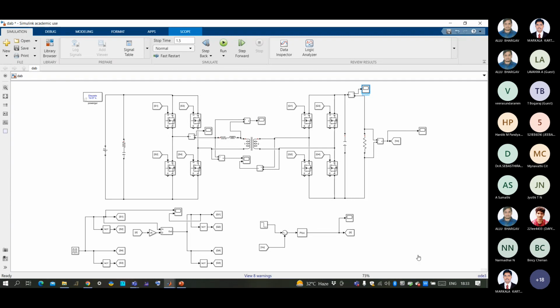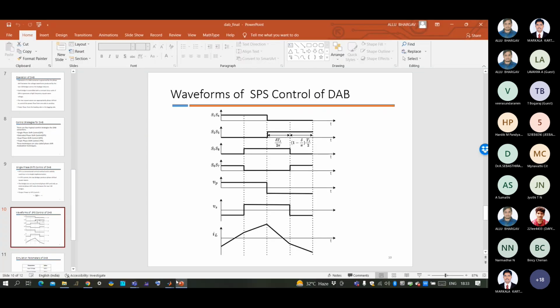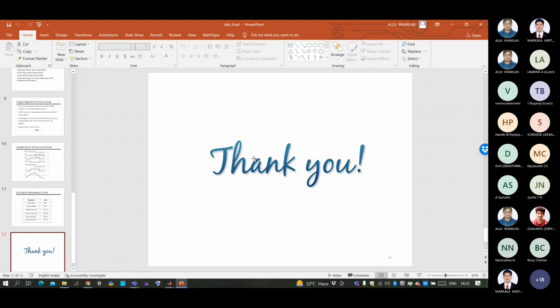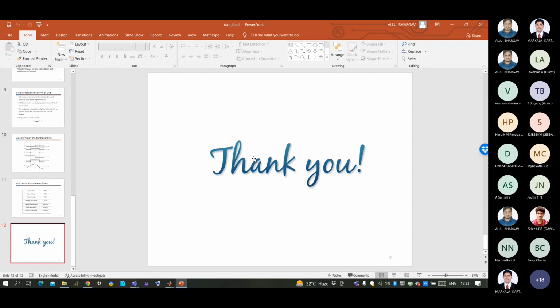With this, I'm closing my session. And these are the parameters which I have used for the previous DAB. If anyone has questions, you can ask me.